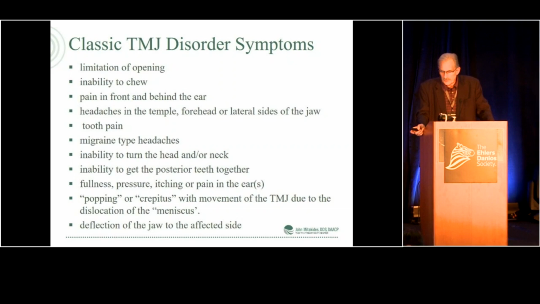Now, the popping and crepitus in the joint. Now this is the basis to what we're actually finding. We talked about limitation of opening, inability to chew, pain in front and behind the ear. Basically what happens is the joint itself is a ball and socket joint, which we'll see. And the crepitus is caused by the cartilage that sits between the two bones, okay?